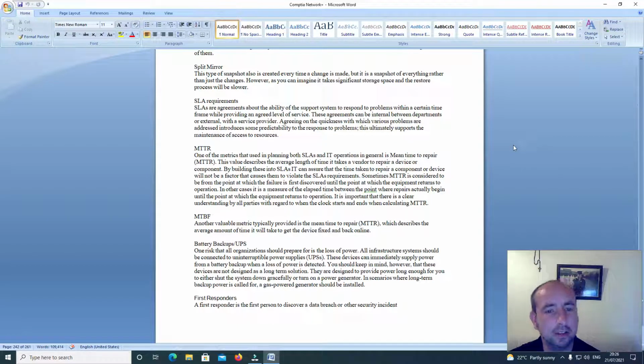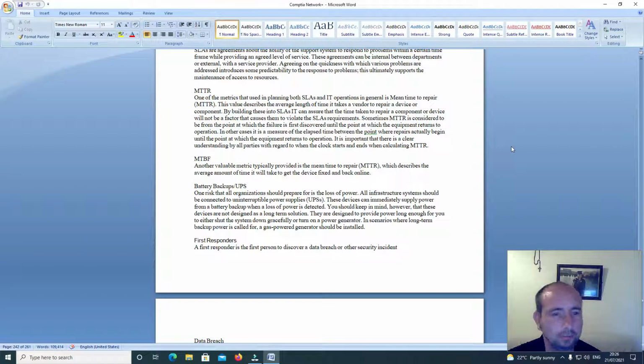SLA requirements. SLAs are agreements about the ability of the support system to respond to problems within a certain time frame while providing an agreed level of service. These agreements can be internal between departments or external with a service provider. Agreeing on the quickness with which various problems are addressed introduces some predictability to the response to problems. This ultimately supports the maintenance of access to resources.